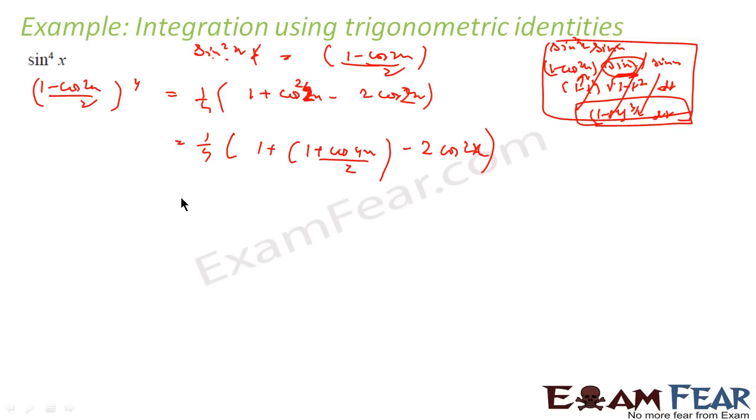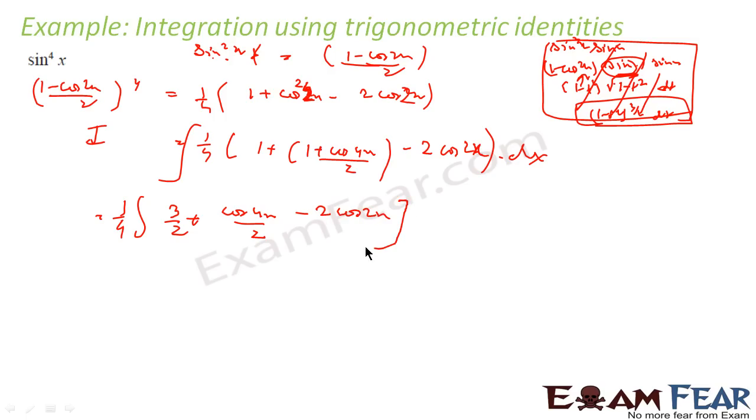So let me rearrange this in a better way, or let me find the integral now only. I is equal to, this will be nothing but 1 by 4 common. 1 plus 1 by 2 is 3 by 2, plus cos 4x by 2, minus 2 cos 2x, the whole thing dx. So this becomes 1 by 4 common here, and 3 by 2 dx becomes 3 by 2 x, okay?